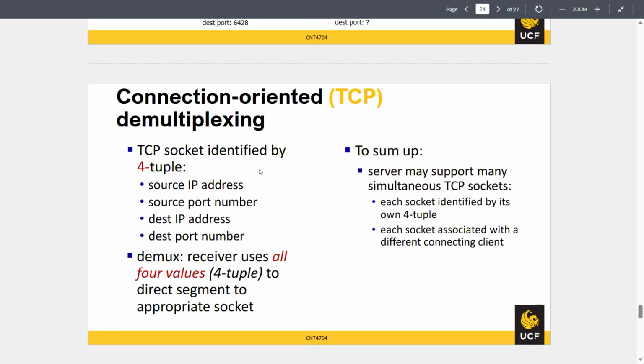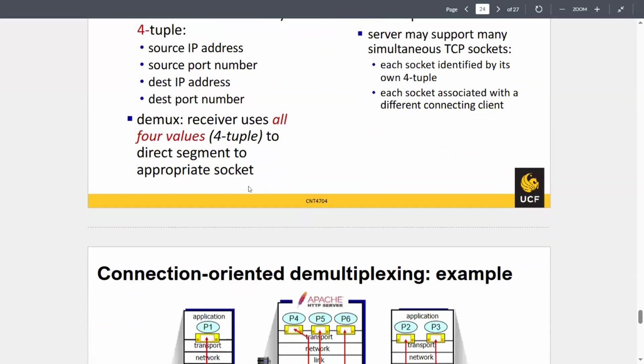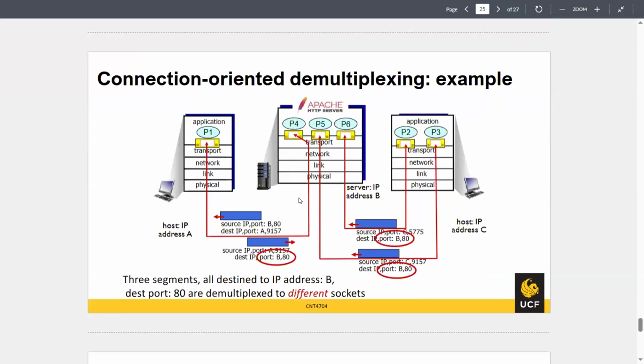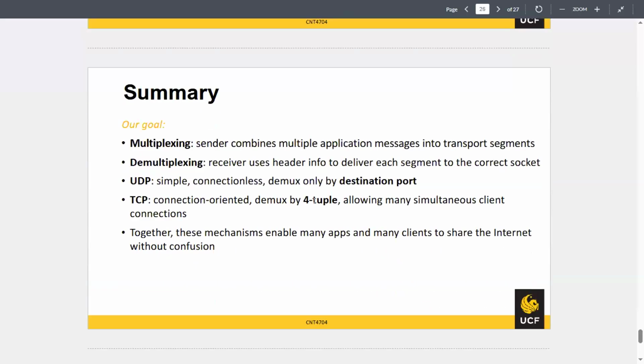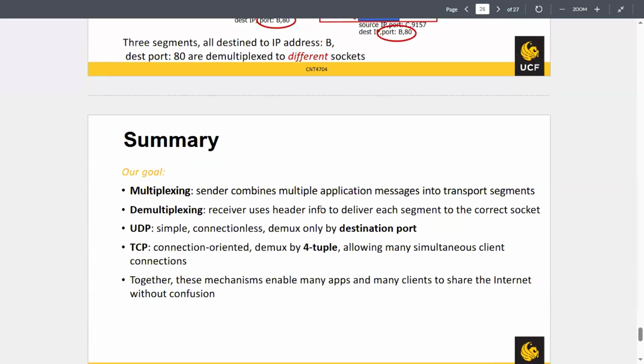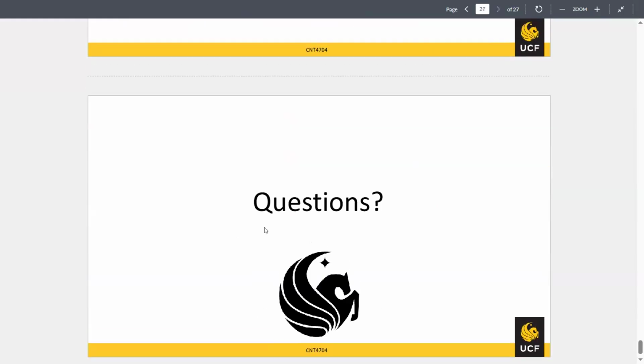For TCP, we said it not only uses the port number, it uses the IP addresses as well. So that's what we have to keep in mind. It's a 4-tuple transport protocol. So here, not only are we using the port numbers of the host and destination, but we are also including the IP addresses. And this was the summary. That's where we ended off: multiplexing and demultiplexing, UDP and TCP.